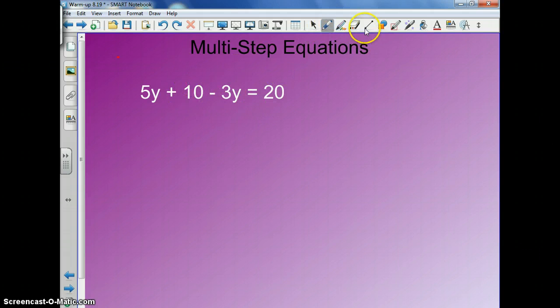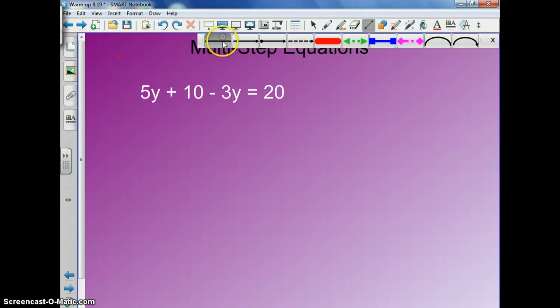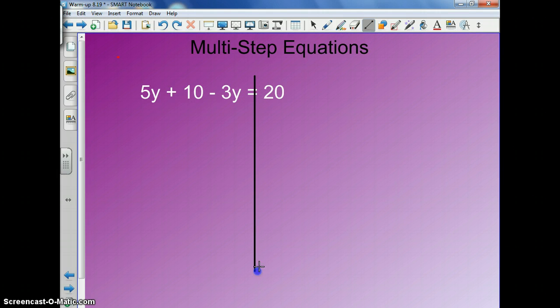So let's go through one of these. We're going to do it a lot like we've done before. I'm going to draw this line just like before at the equal sign. So go ahead and do that. Does anyone notice the difference between this and what we've been doing with the normal two-step? Yes, Danny Mae? There's two variables. Yeah, there's two terms with a y.